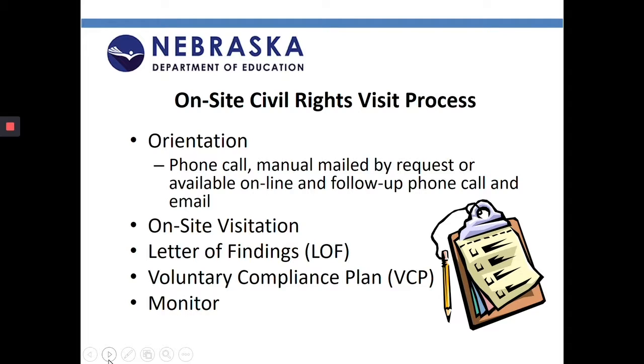So what does this process look like? It starts with the orientation, which this is a part of that orientation. So understanding what the OCR or civil rights review process is, and then starting the visit. So this would be the orientation. You can also follow up with phone calls with any questions. We can physically mail the actual manual or different checklists and materials to you. Those are all also available on the website. And then we're also open to a follow-up phone call or Zoom or video conferencing or follow-up emails as well.